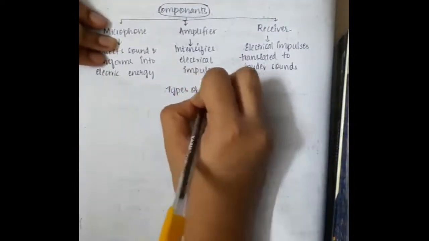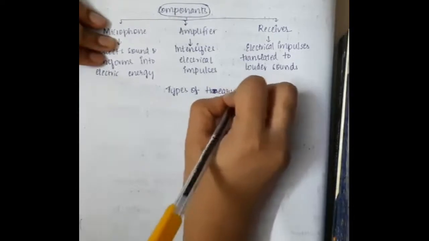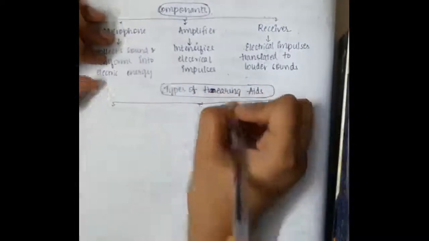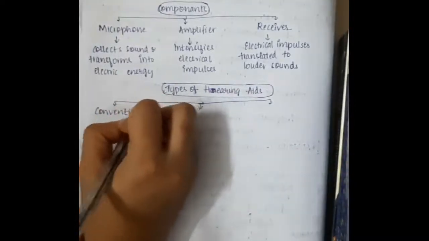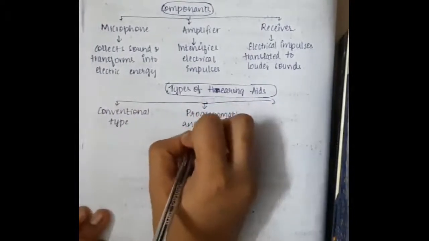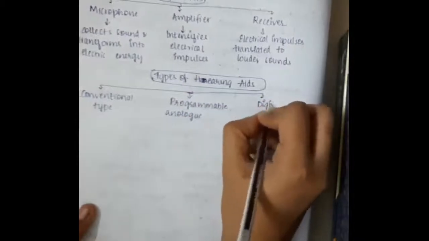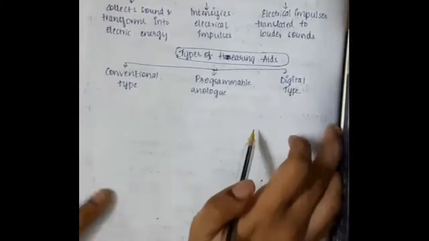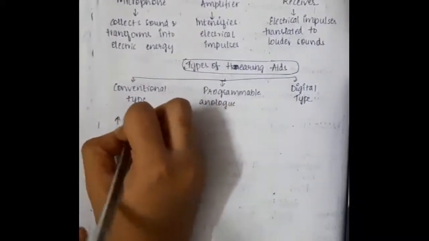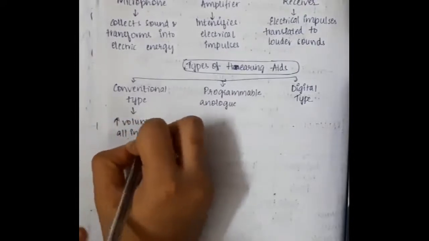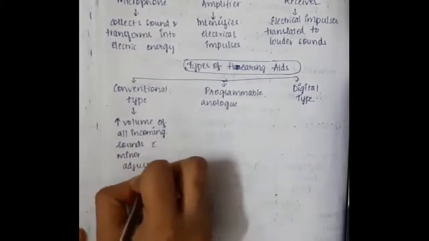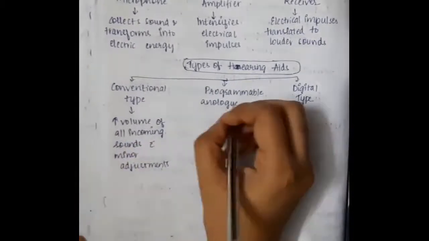Now, types of hearing aids. We have three different types of hearing aids which are important. One, conventional type of hearing aids. Second, programmable analog. Third, digital type of hearing aid. The conventional type of hearing aid increases the volume of all the sounds with minor adjustments.